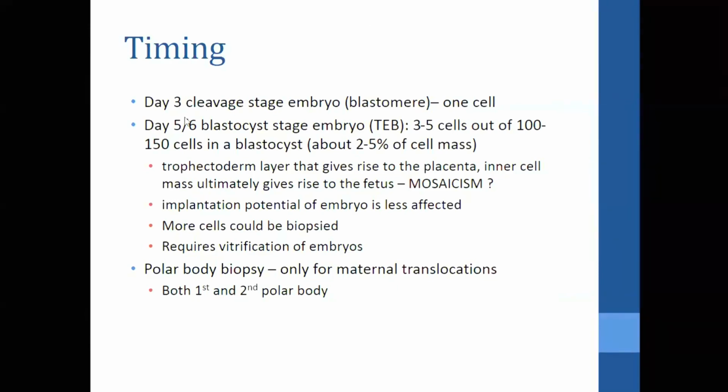But in this case also, we are taking cells from the trophectoderm layer, which gives rise to the placenta, whereas the fetus is formed from the inner cell mass. So if there is any case with placental mosaicism, that can give rise to false positive or false negative results in PGT also.